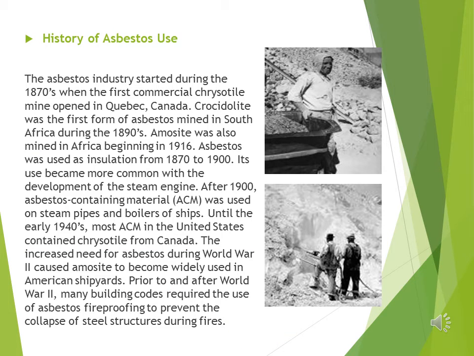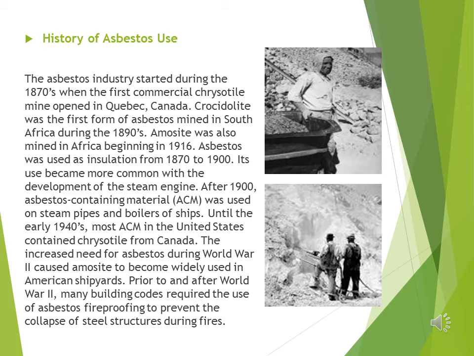Here's a brief history of asbestos use. The asbestos industry started during the 1870s when the first commercial chrysotile mine opened in Quebec, Canada. Crocidolite was the first form of asbestos mined in South Africa during the 1890s. Amosite was also mined in Africa beginning in 1916. Asbestos was used as insulation from 1870 to 1900. Its use became more common with the development of the steam engine.